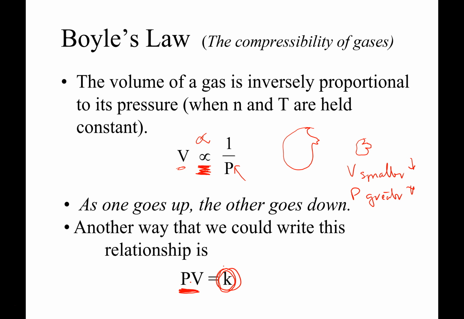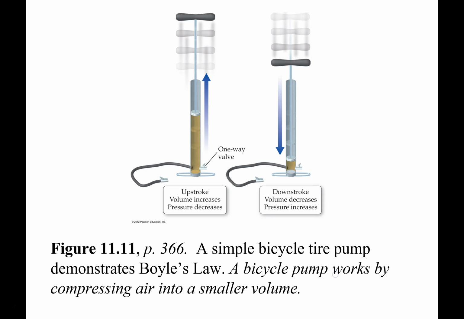So let's do a little check here. If pressure goes up, does it make sense that volume must go down to keep the same constant? If pressure goes down, volume must go up because the product, the multiplication of both of those, needs to be some constant. So that's how that works. I've got several diagrams to show you this inverse relationship between pressure and volume.